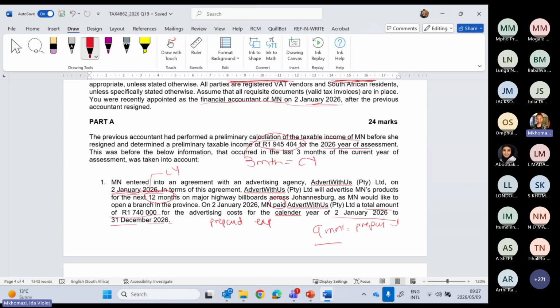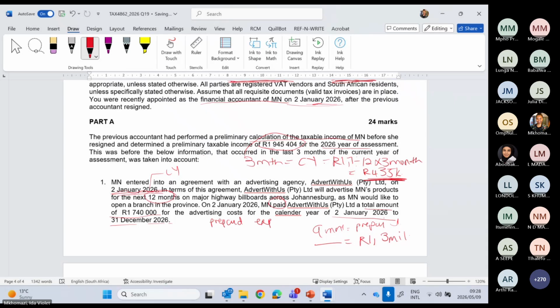Then you do your workings, you split your current year expense and the prepaid portion. So the current year expense will be the 1.7 million, and you multiply it by 3 months for the current year, which will give you the 435. I see Fanelo has the answer already on the chat. So the 3 months expense will amount to 435. The prepaid portion for 9 months will amount to 1.3 million.